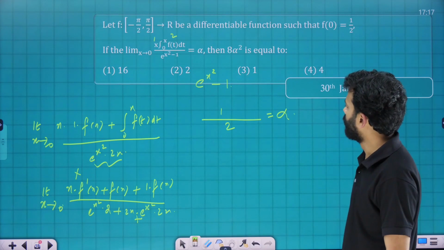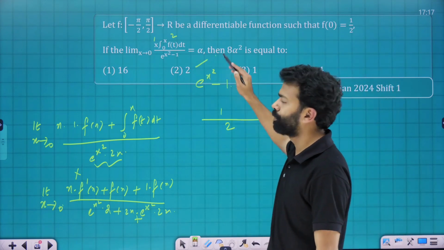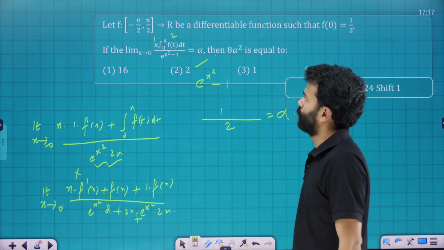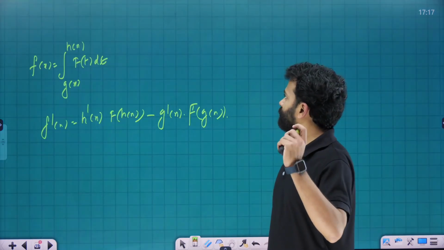A very easy question. And what is 8 alpha square? 2. That's all. 8 into 1 by 4, that is 2. Okay, hopefully you got the idea regarding that. The next one.